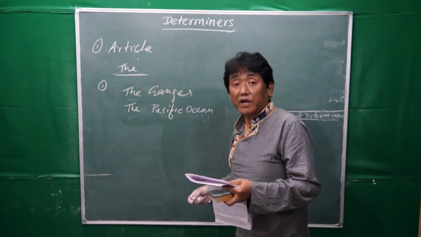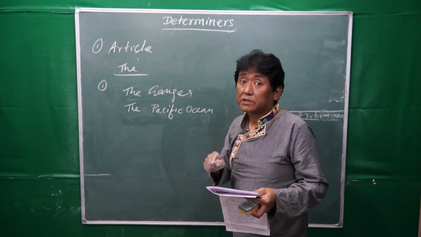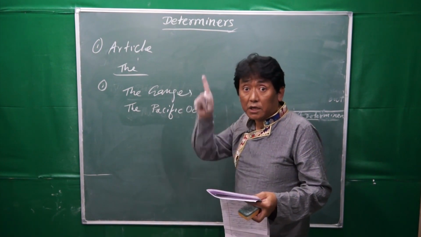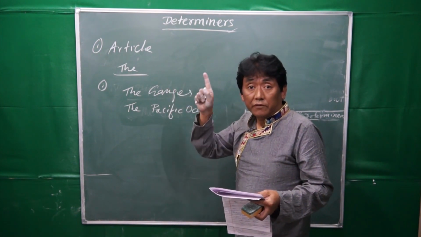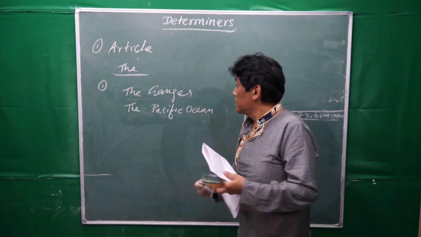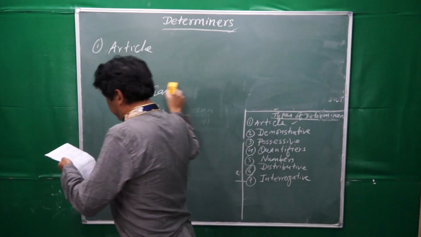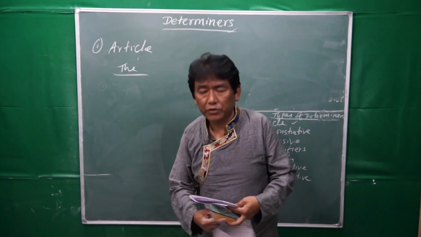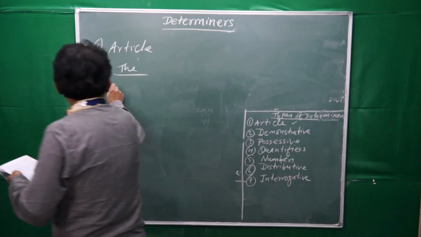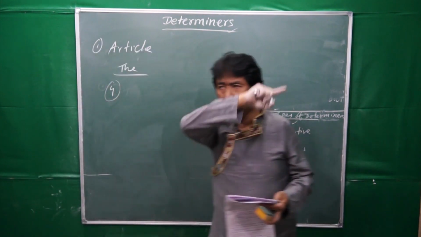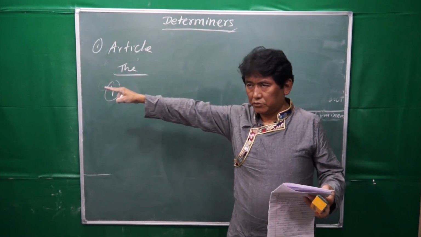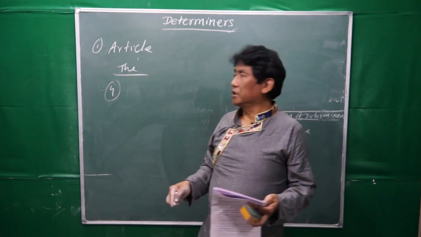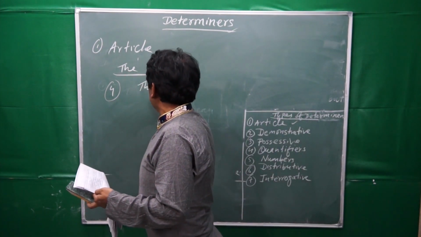We write the in front of them, but not in front of lakes. You know Dal Lake in Kashmir? We don't say the Dal Lake. So in front of lakes, we never put the. And next is in front of the names of mountain ranges. What is it? Mountain ranges. Now these Himalayas are mountain ranges, right? There are so many peaks there. When we say Himalayas, we have to say the Himalayas.